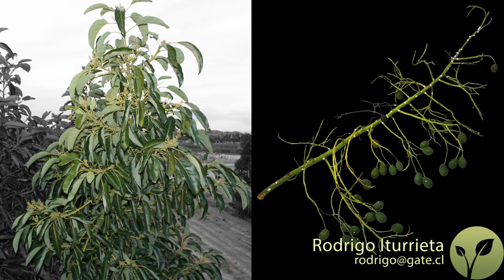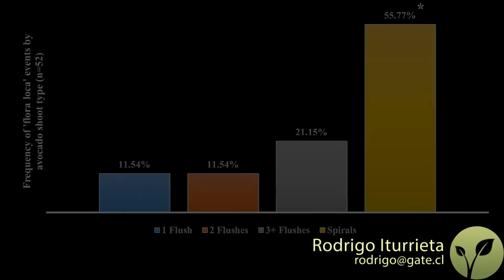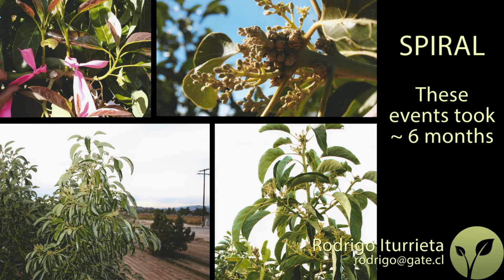I mentioned the spiral shoots because when I decided to follow the avocado shoots that displayed the crazy flower phenomena, it turns out that almost 56% of the time they grew on spiral shoots, while the rest was distributed on regular shoot types. The thing is that from bud outgrowth, like on the upper left, until the observations of the crazy flower, only 6 months went by. So why is that an issue?